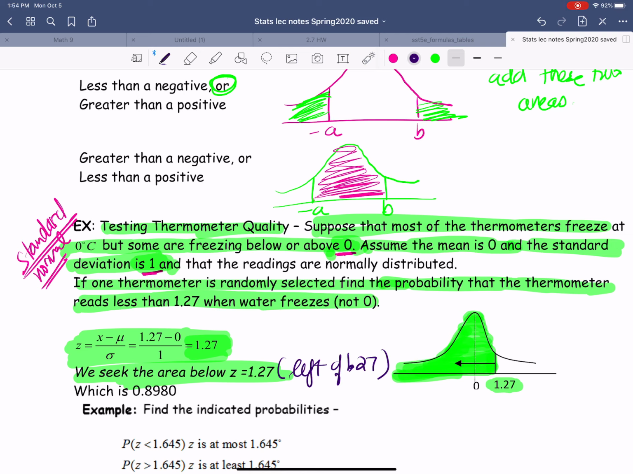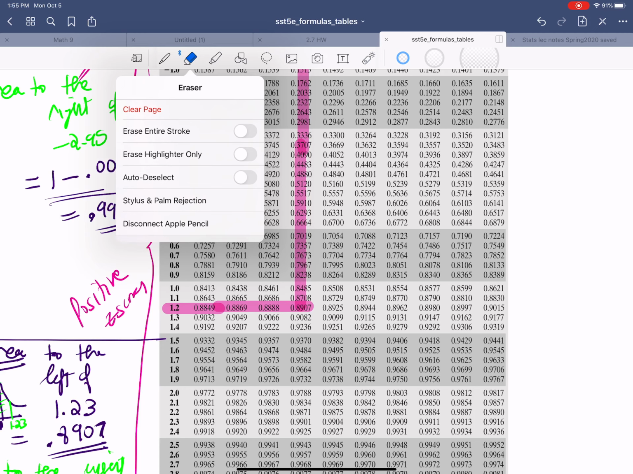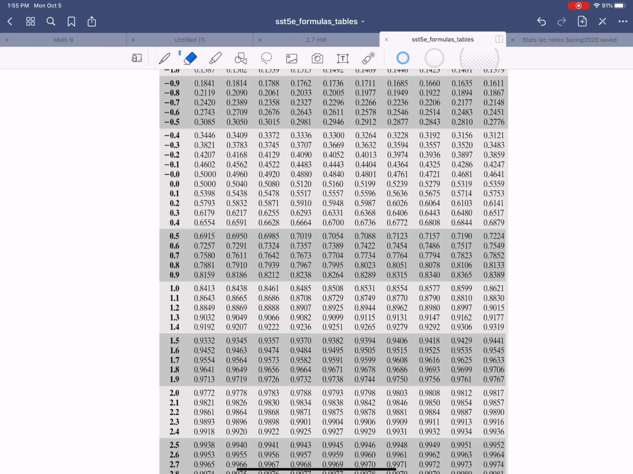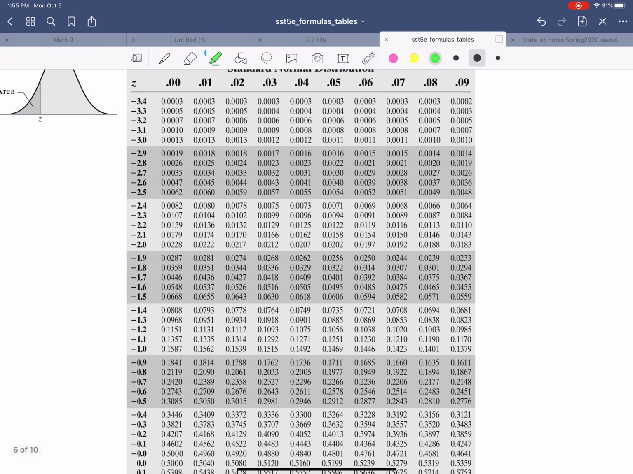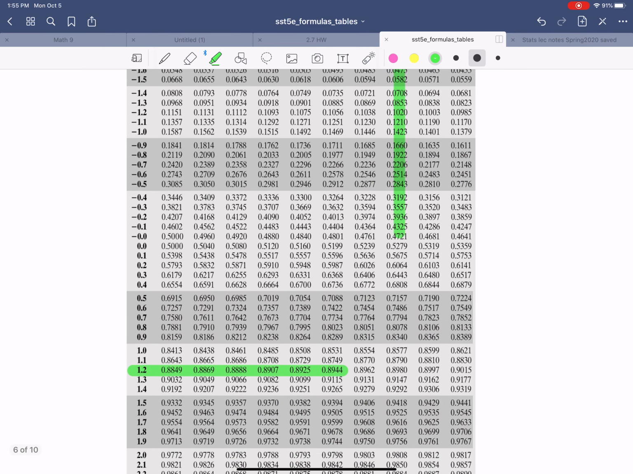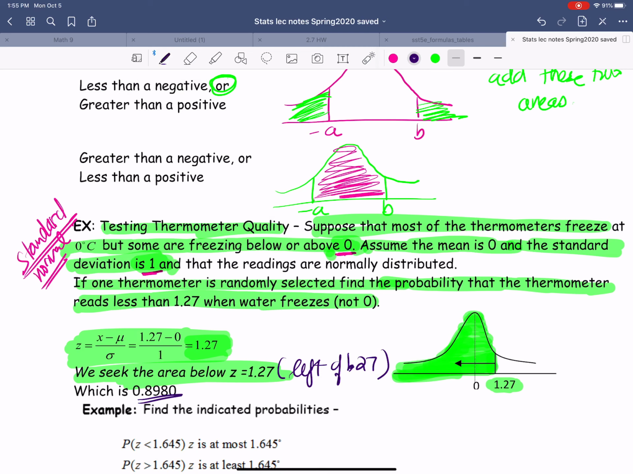Now let's go ahead and read our table. We want the area to the left of 1.27. I'm going to look in the positive z-scores. So stats table, let me clear the page. Okay, below 1.27. So here we are, positive z-scores, 1.2. And then I also want to find 0.07 above. Wherever they meet, that is going to be my value. And I can see, looks like it's 0.8980. Going back to the notes, so 0.8980.